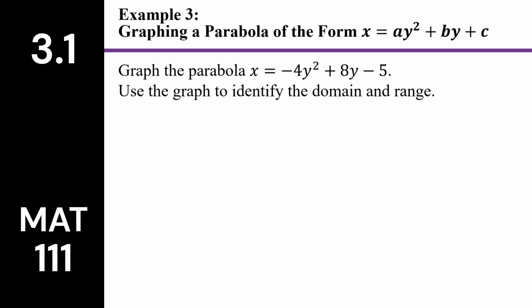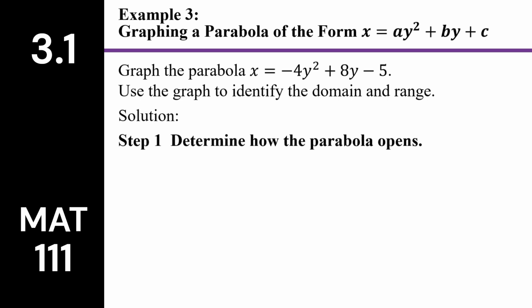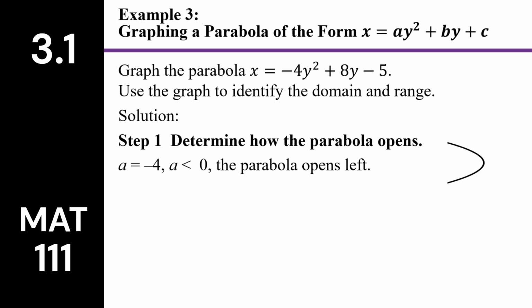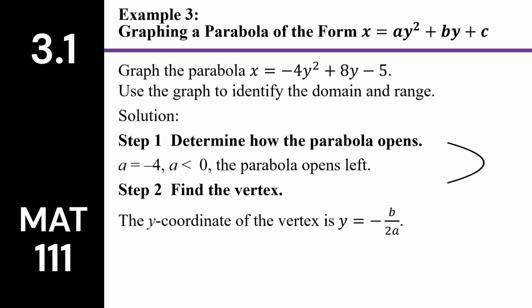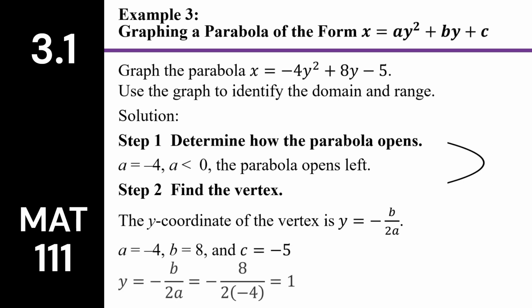Example 3. Graph the parabola x equals negative 4y squared plus 8y minus 5, and use the graph to identify the domain and range. We start by determining how the parabola opens. Since a is negative 4, that's less than 0, so the parabola opens to the left. Next, we'll find the vertex. We use y equals negative b over 2a. We take a and b and substitute them in, and that simplifies to 1.